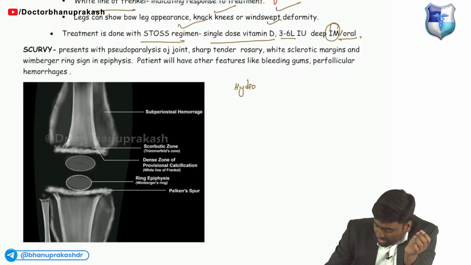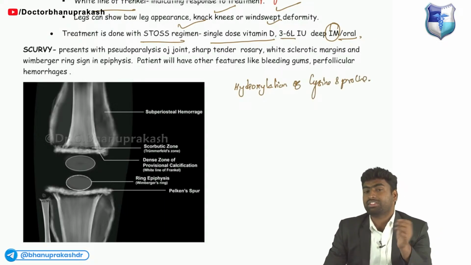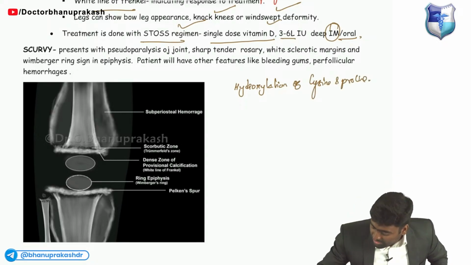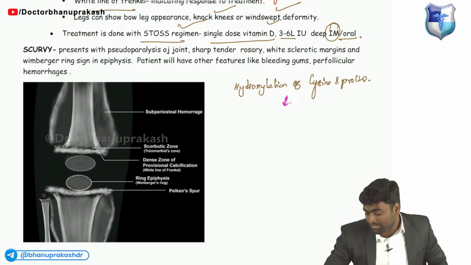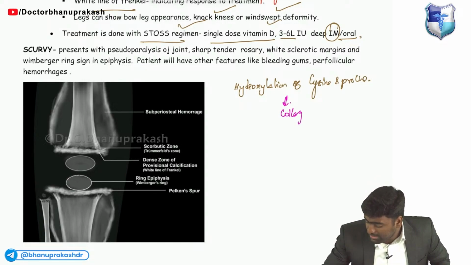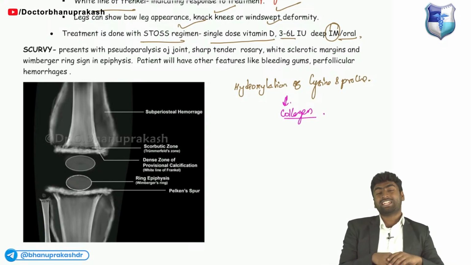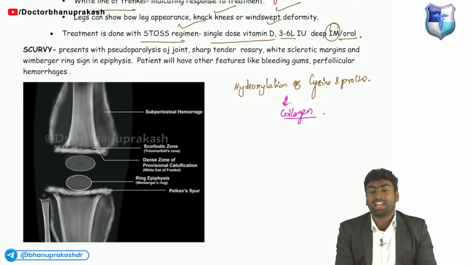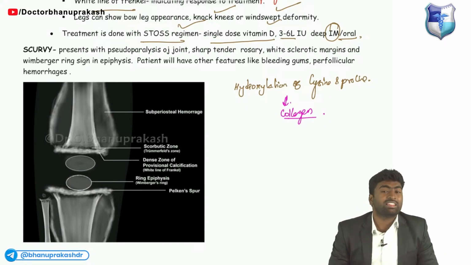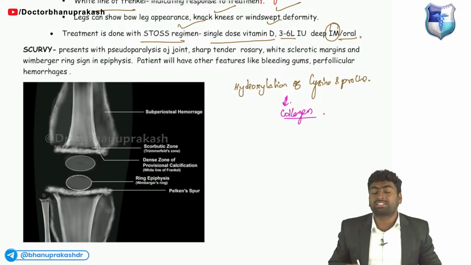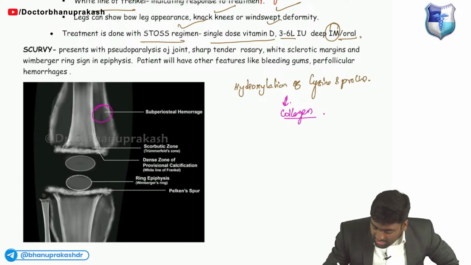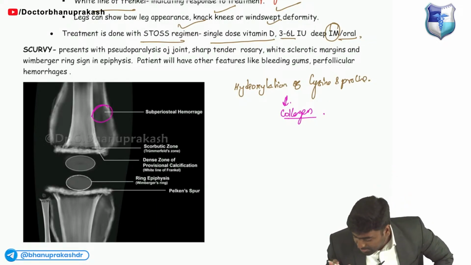Okay, then scurvy. मैंने बोला scurvy is due to a defect in vitamin C, which causes hydroxylation of lysine and proline. This hydroxylation of lysine and proline is helpful in the formation of collagen. If there is a problem, it leads to improper collagen formation, which leads to leaky blood vessels and causes periosteal hemorrhages.